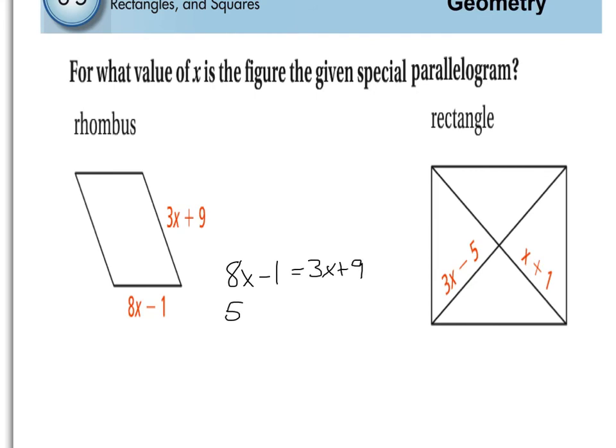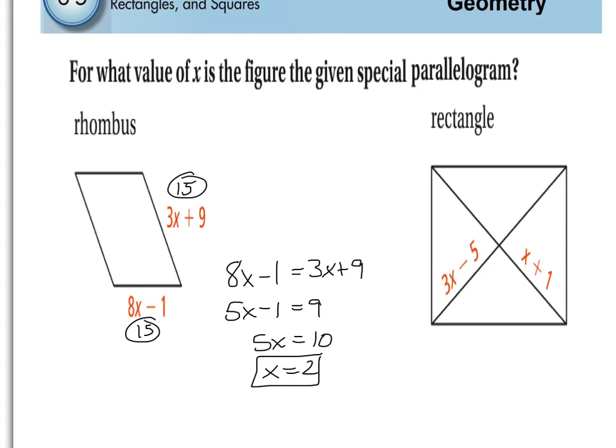Subtract 3x, so 5x minus 1 equals 9. Add 1, 5x is going to equal 10. And divide by 5, and x equals 2. Now, if you wanted to check your answer, you could plug that back in, and it should be both the same numbers. 8 times 2 minus 1, that's 15. And if I plug 2 in here, 3 times 2 is 6, plus 9 is also 15. You can always check your answer to see if it's correct.